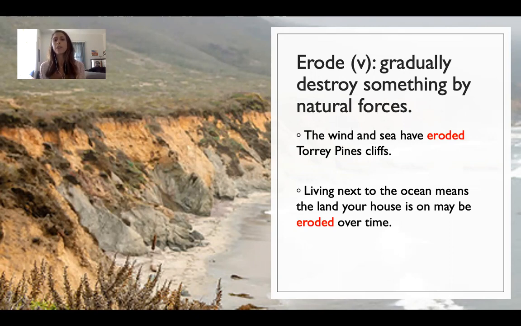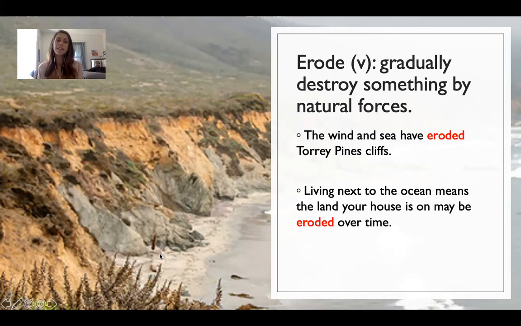So the wind and sea have eroded Torrey Pines cliffs. So this is not a picture of Torrey Pines, but it's pretty similar. And you can see all this erosion happening. You can see the different layers, and the wind and the water have slowly eroded this over time.